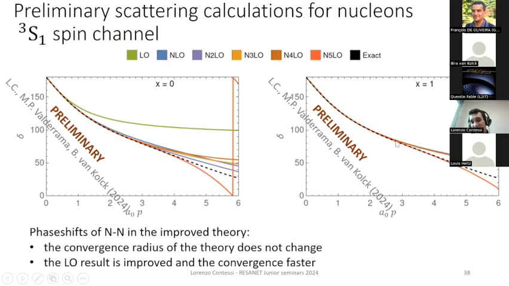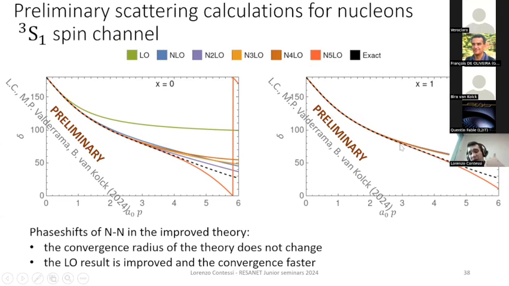On the other hand, when you have the improved theory, which is on the right, you see that already the leading order is actually on top of the next to leading order one, so the convergence of your theory is much faster. But on the other hand, you also see that the theories start to fail at the same point. So this improvement does not change the range of convergence of your theory. It just makes it converge faster. And doing that, you also make your numerics easier.